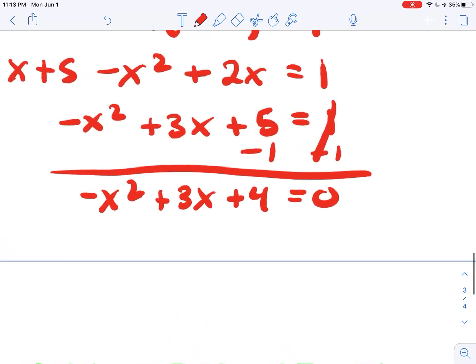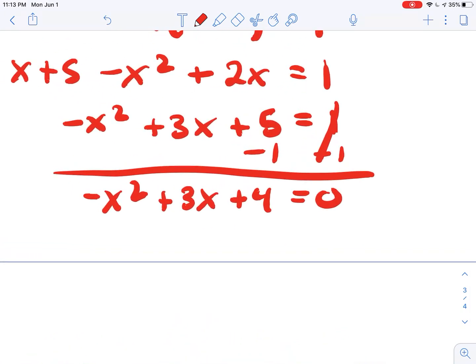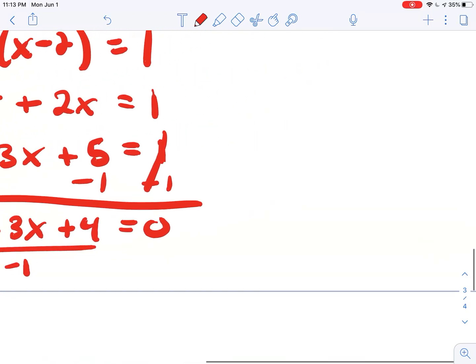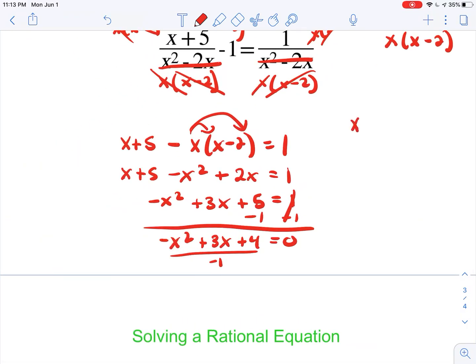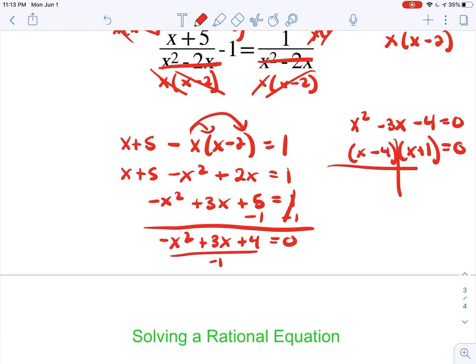Now because my leading coefficient is not equal to 1, it's equal to a negative 1, I'm going to divide every term by negative 1, okay? And I get a positive x squared minus 3x minus 4. And this is factorable to get x minus 4, x plus 1, leaving me with the solutions. X is equal to a positive 4, and x is equal to a negative 1.